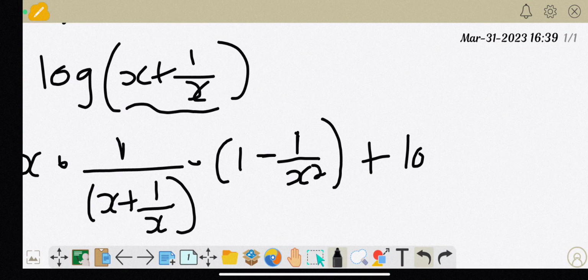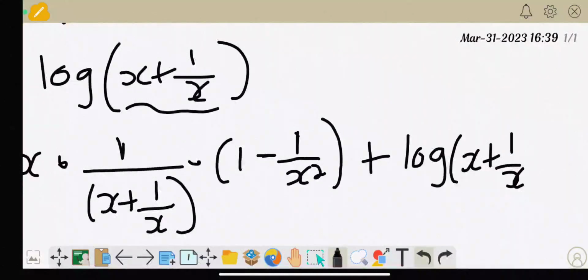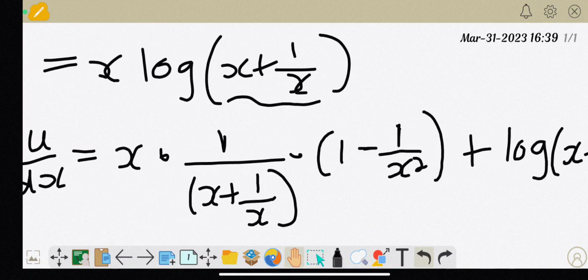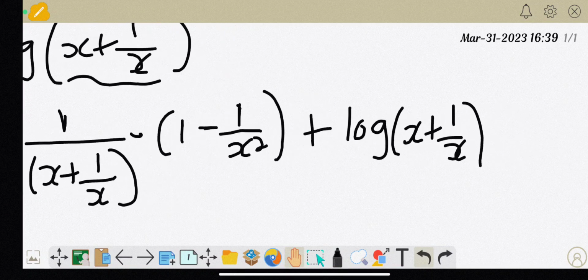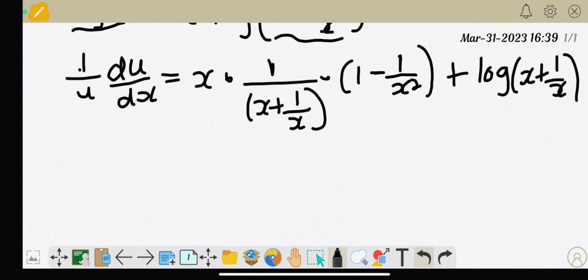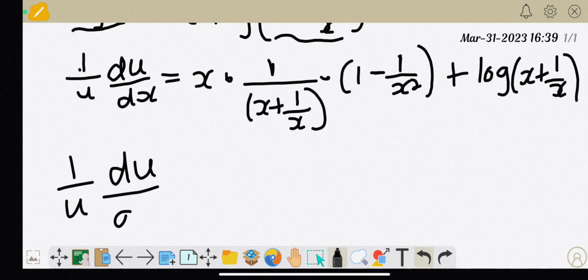So second term is log of x plus 1 by x, and differentiation of first. Differentiation of first is x. Differentiation of x is 1, so I'll not write it. Okay, then later what you can do, 1 by u du by dx.